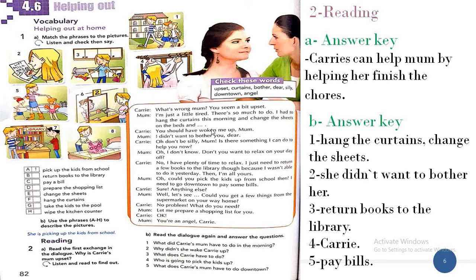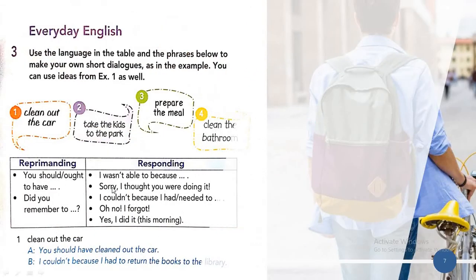And now let's move to another page. You have Everyday English. So please move to page 83. Okay, use the language in the table and the phrases below to make your own short dialogues. As in the example, you can use ideas from exercise 1 as well.